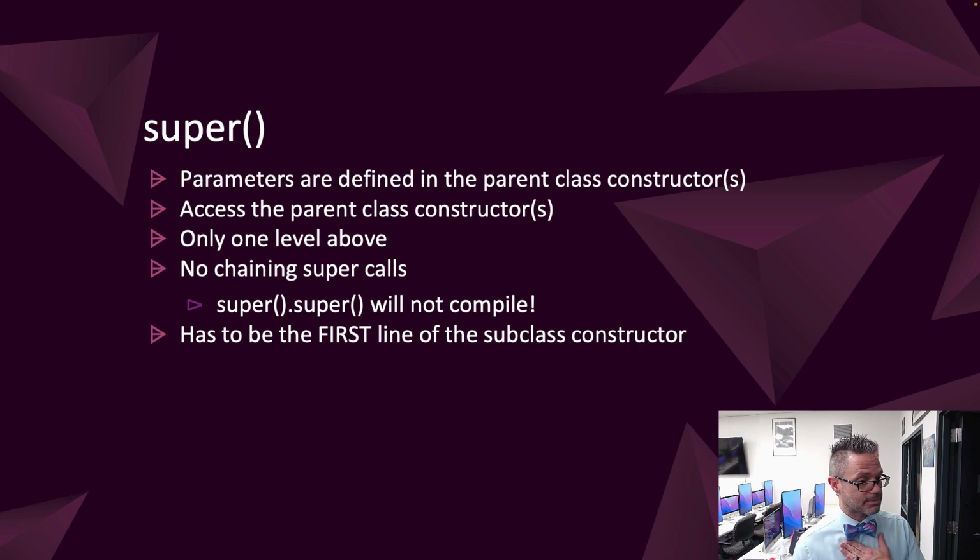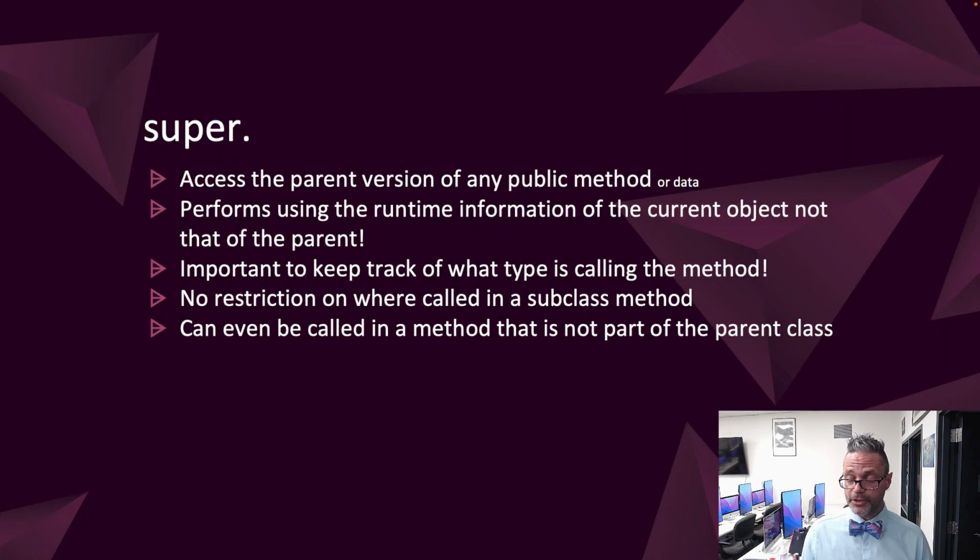Now, like I said, I expect super parens as the automatic first line of the constructor, even if you only have an empty parameter list, because I want you to be in the practice of correctly using super parens always as that first line of your subclass constructor. Java may not care about it, but I do, and so that's why we always do that. Super dot is a little bit different.